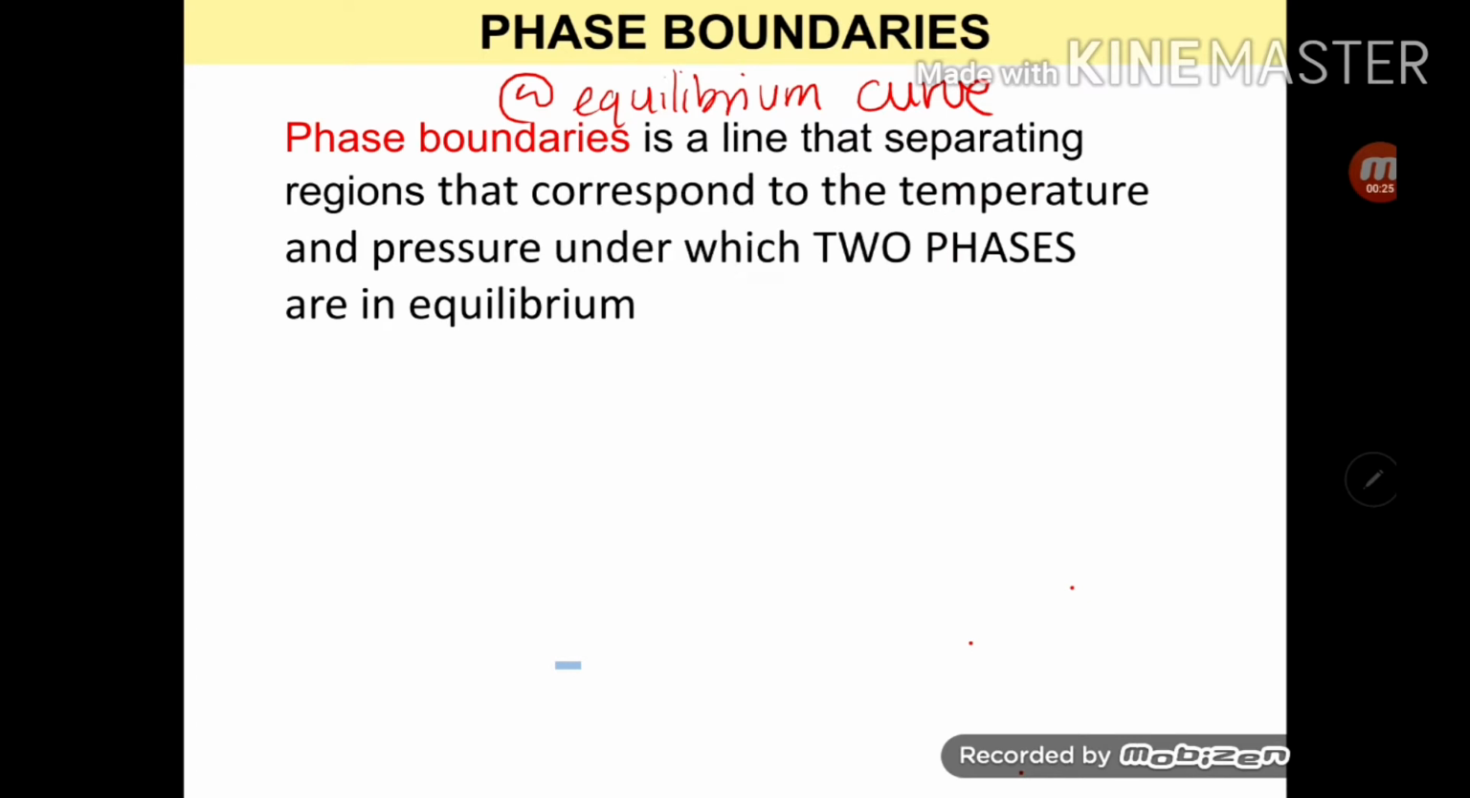Phase boundaries. What is meant by phase boundaries? Before that, you must know that a phase boundary can also be called an equilibrium curve. A phase boundary is a line separating regions, corresponding to the temperature and pressure under which two phases are in equilibrium.